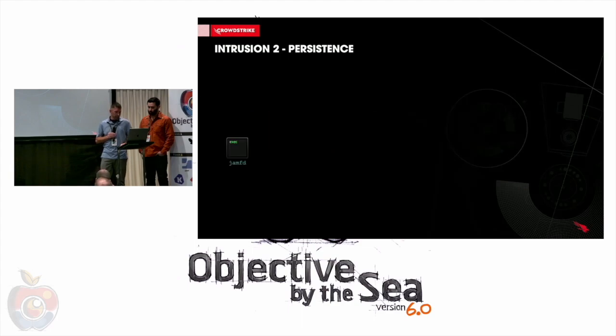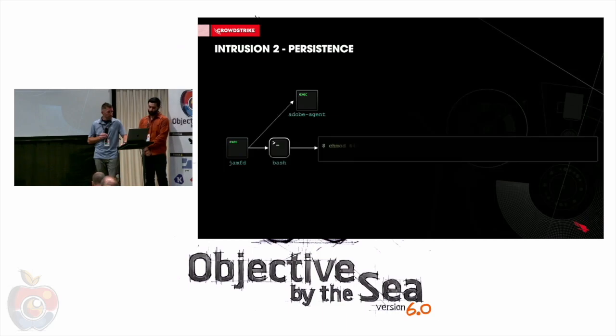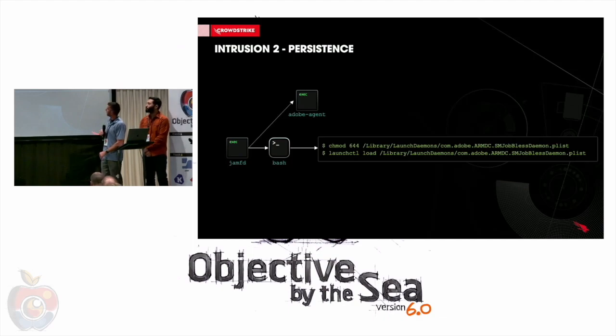Using their implant named JAMFD, trying to blend in, they make a copy of it. They call that copy Adobe Agent. Then they spawn another shell and create another plist on the system, and they try to blend in with the Adobe process: com.adobe.armdc smjobless daemon. We know that the smjobless daemon doesn't exist; smjobless helper does. But clearly they're trying to blend in with the Adobe process here.